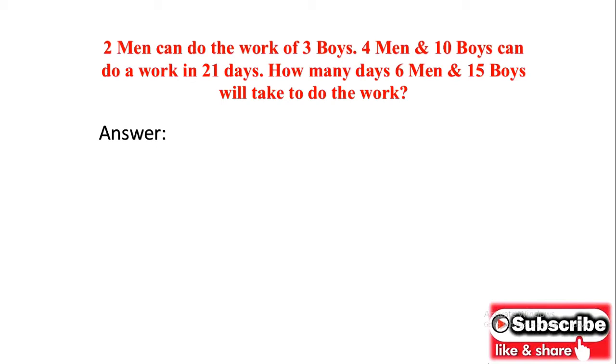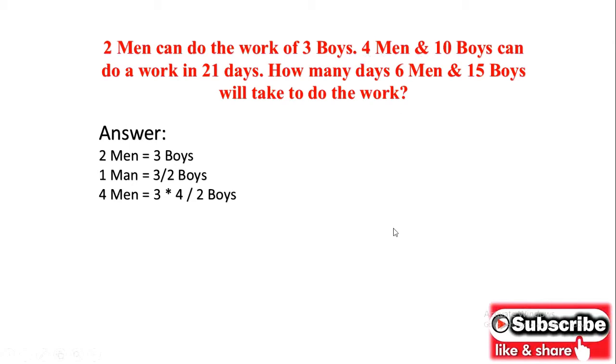Let's solve it. Here we can see from the first sentence that 2 men is equal to 3 boys. As usual, we're going to convert men into boys, or you can do boys into men, anything you pick up. So 2 men is equal to 3 boys, so 1 man is equal to 3 divided by 2 boys. So 4 men is equal to 3 multiplied by 4 divided by 2 boys. So we get 6 boys, right?